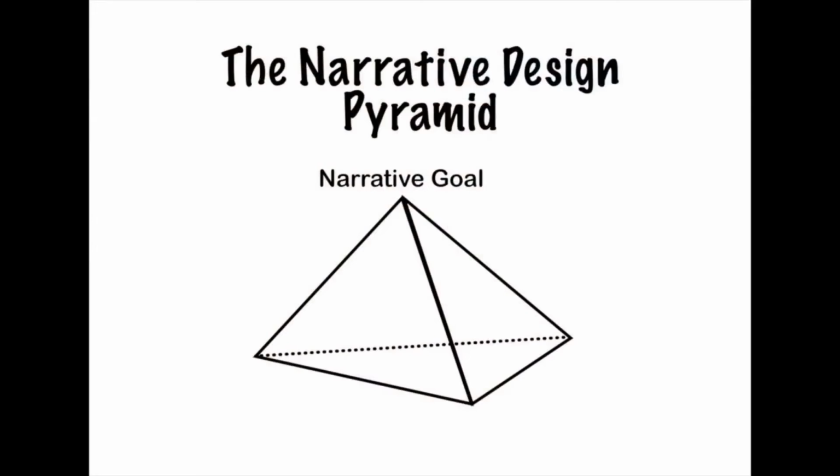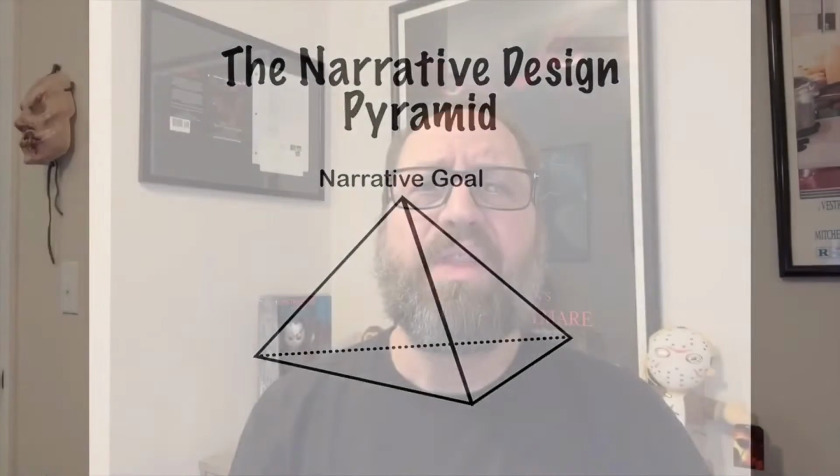But like mechanic and player perspective, these decisions don't exist in a vacuum either. So this is where we bring it all together, at the apex of our narrative pyramid, the narrative goal. The narrative goal combines your mechanic, player perspective, and environment to tell the player why they are playing your game and what they will achieve by doing so.